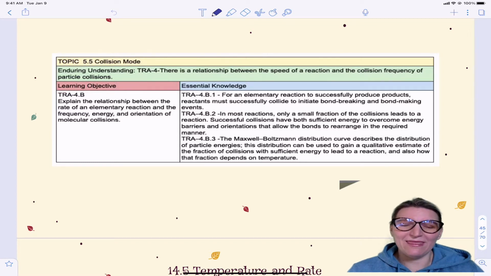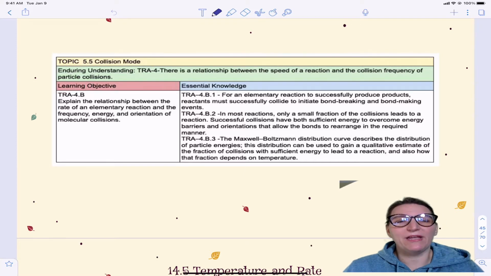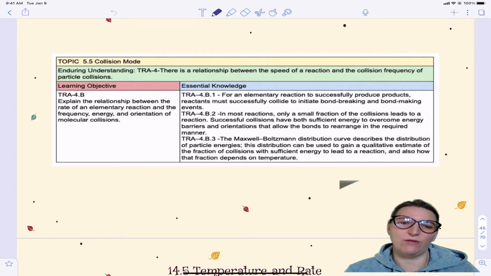Hi. So in this video, we're going to look at topics 5.5 and 5.6. 5.5 is just talking about the collision model, which is the model that we have for how reactions work. When you talk about a reaction, how does it proceed?